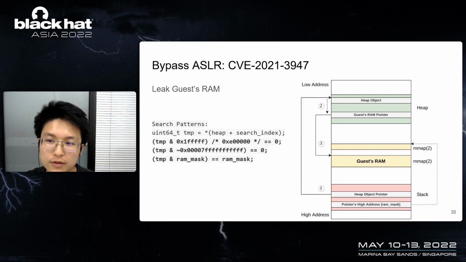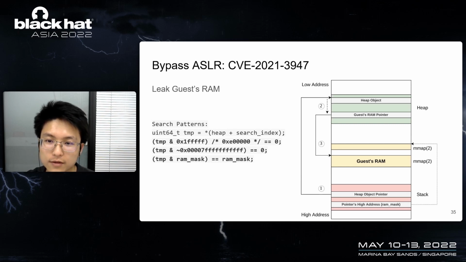Luckily, after some reviews on the stack, we found a stable pointer that points to a variable in the heap, and its value is always below the guest RAM pointer. So instead of getting the base address of a heap, we can just search start from this pointer. The next problem is how to find the RAM's pointer on the heap.